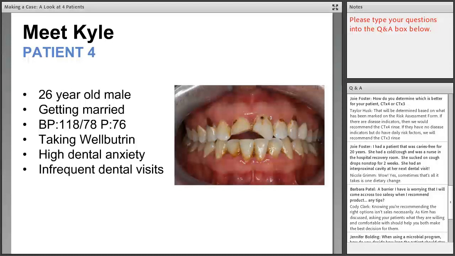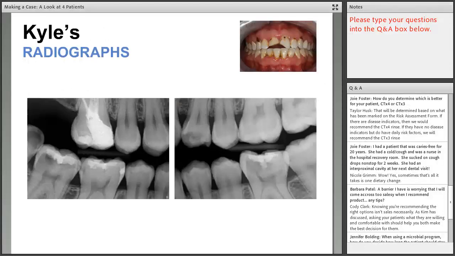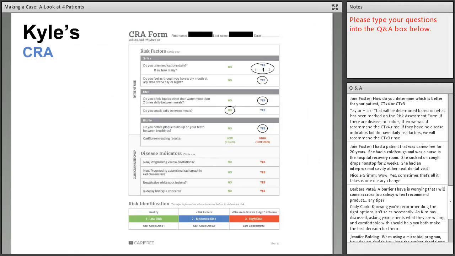He has high dental anxiety, and he has not been to the dentist, as you can see, because of the anxiety. So here are his radiographs, and his concern at the moment is, I just have to have the front teeth look good for the wedding photos, and then I will commit to come back and follow up, and I want to stop having cavities. I'm getting married. My wife wants me to have a healthy smile.